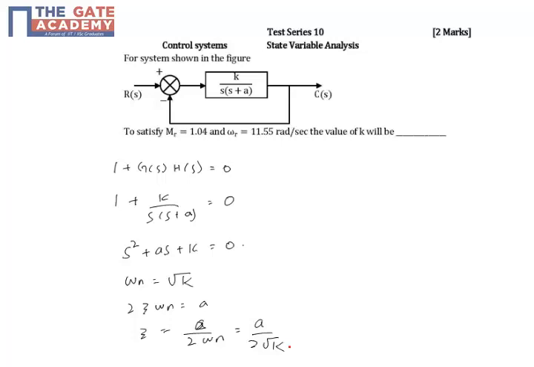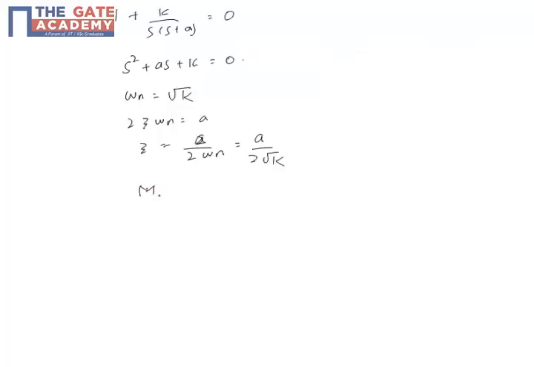Now in the question it is given that the resonant peak Mr is equal to 1.04. We have to make use of this data to determine what is ζ, because we will be making use of ζ later to determine the value of ωn, from which we can know the value of k, since k is ωn².